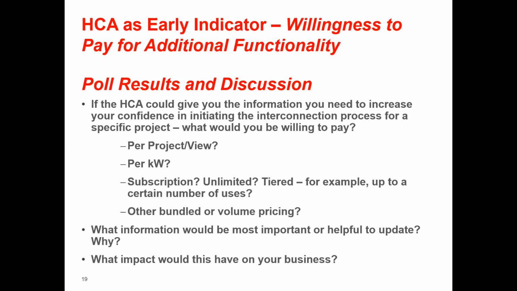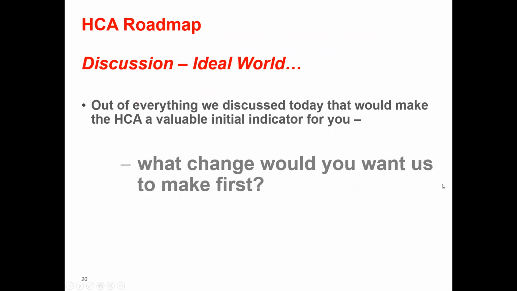All right, I think we're ready to step into the ideal world here. So this is one of those ideal world questions that I warned you was coming. Out of everything that we talked about today, what would make the hosting capacity a valuable initial indicator for you? What change do you want us to make first? What should that first step in our roadmap look like? And Yoki brought this up before. The commission has set a long-term goal for the hosting capacity to replace the fast track screens. So if we think of that as the end point for the near term, what should the first point look like?